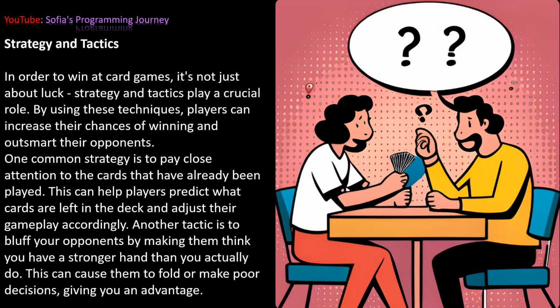Strategy and tactics. In order to win at card games, it's not just about luck. Strategy and tactics play a crucial role. By using these techniques, players can increase their chances of winning and outsmart their opponents. One common strategy is to pay close attention to the cards that have already been played. This can help players predict what cards are left in the deck and adjust their gameplay accordingly. Another tactic is to bluff your opponents by making them think you have a stronger hand than you actually do. This can cause them to fold or make poor decisions, giving you an advantage.